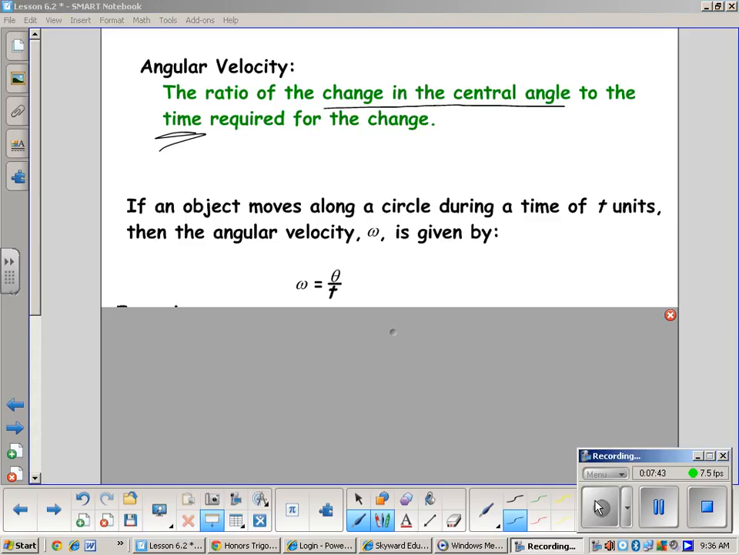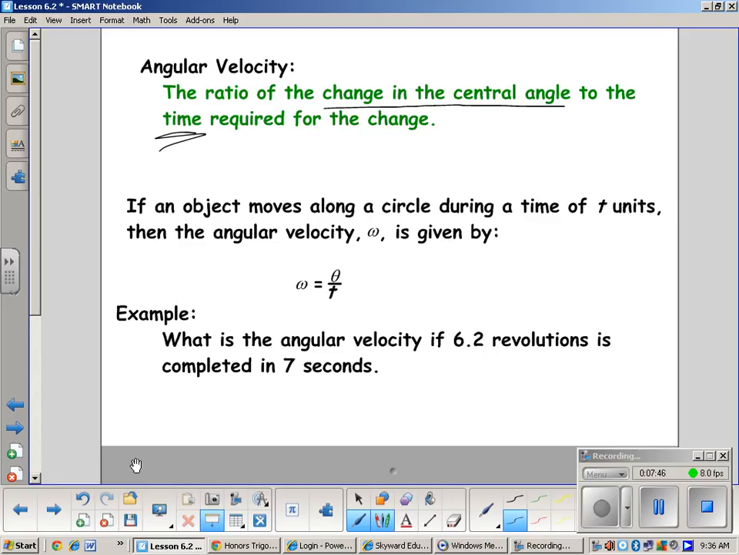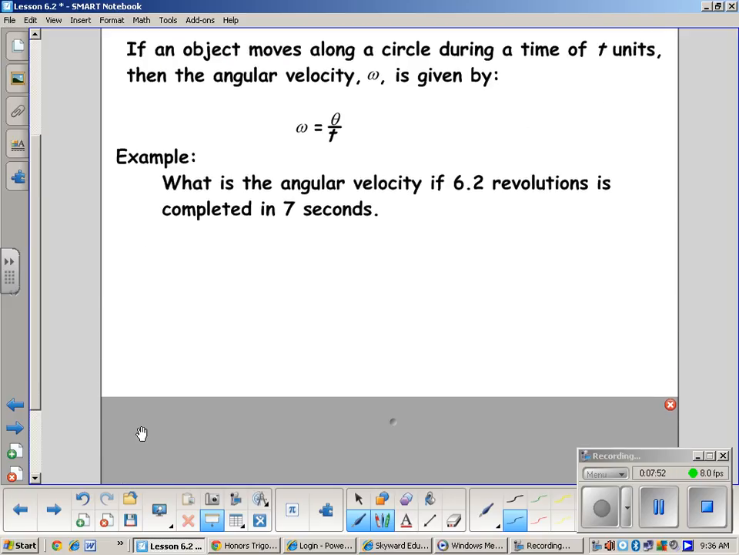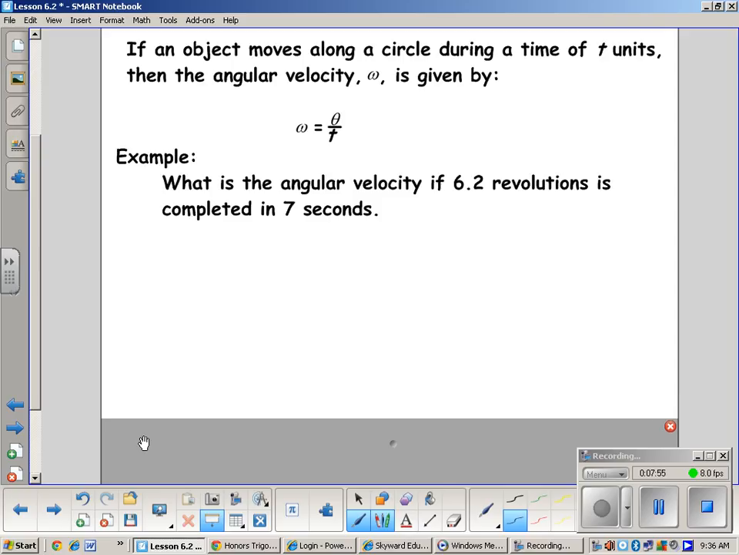Example. What is the angular velocity if 6.2 revolutions is completed in 7 seconds? Okay? So we want to use this formula, and we know that it's 7 seconds. What we don't know is the angle of displacement, the angle of rotation, or the angular displacement yet. And so they didn't give me the angle, they gave me how many revolutions.